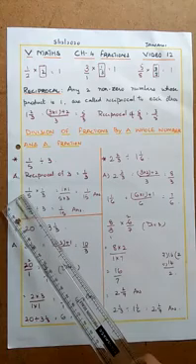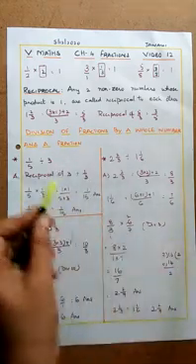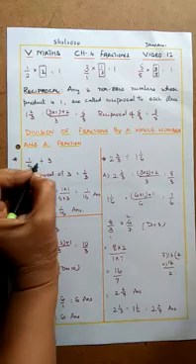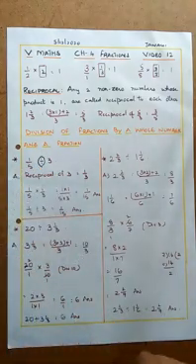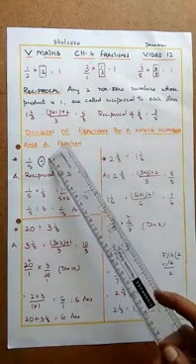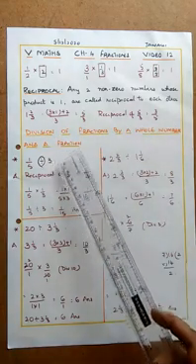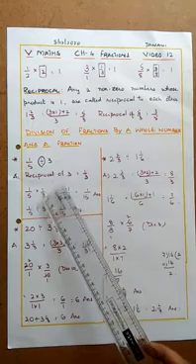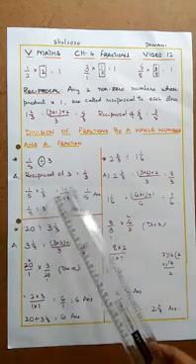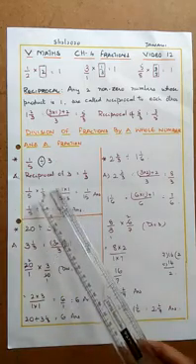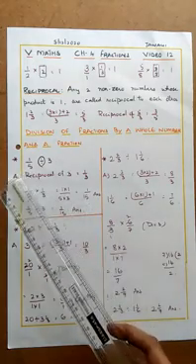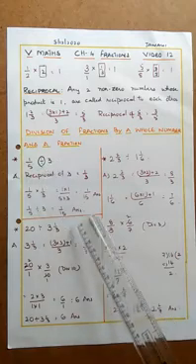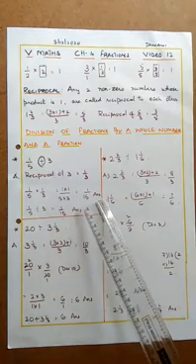Write 1 by 5 as it is. Change the symbol of division to multiplication, and then multiply by the reciprocal of 3. What is the reciprocal of 3? 1 by 3. Now multiply it. 1 into 1 is 1, 5 3s are 15. So if you take 1 by 5 and divide it by 3, you get 1 by 15 as the answer.